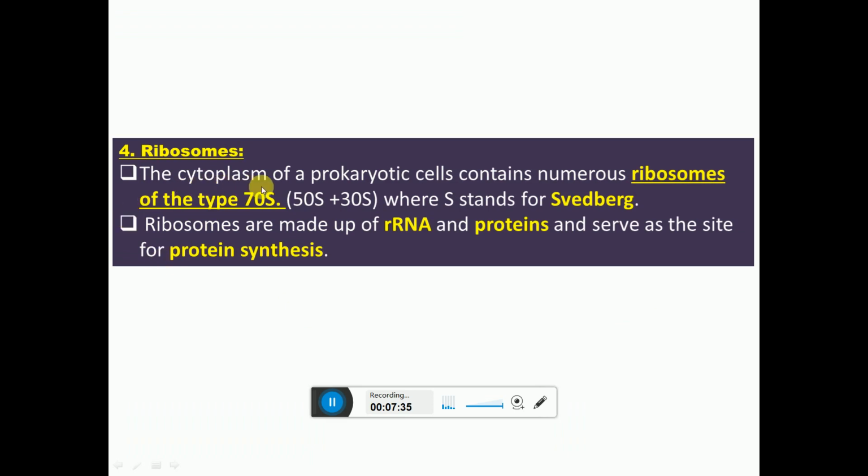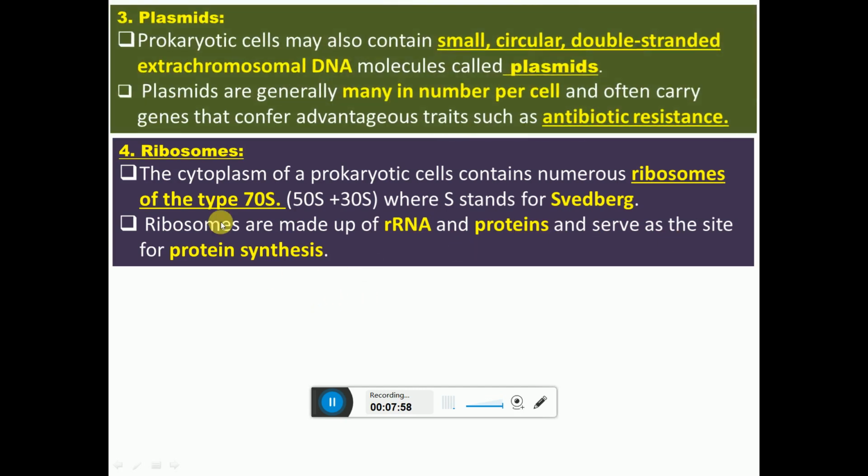Ribosomes. The cytoplasm of a prokaryotic cell contains numerous ribosomes of the 70S type. The large subunit is 50S and the small subunit is 30S. Together, the sedimentation coefficient comes to 70S, where S stands for Svedberg. Ribosomes are made up of ribosomal RNA and protein, and serve as the site of protein synthesis.